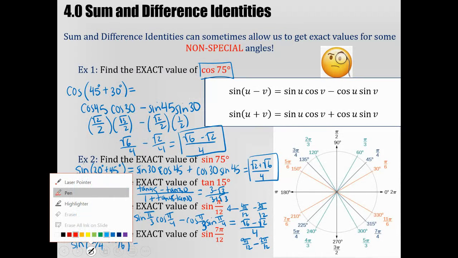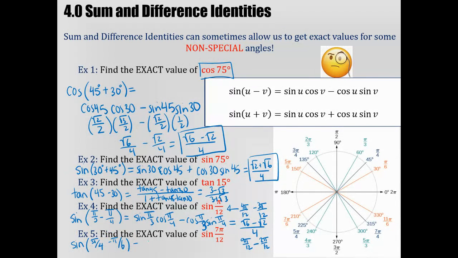Okay, sorry. So here, just to finish this up, I would then have the sine of 3 pi over 4. That's a 3, I promise. Times the cosine of pi over 6, minus the cosine of 3 pi over 4 times the sine of pi over 6. And for this last one, what you will get is root 6 plus root 2 all over 4.